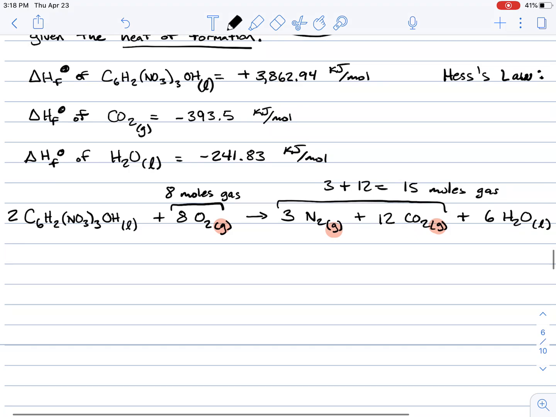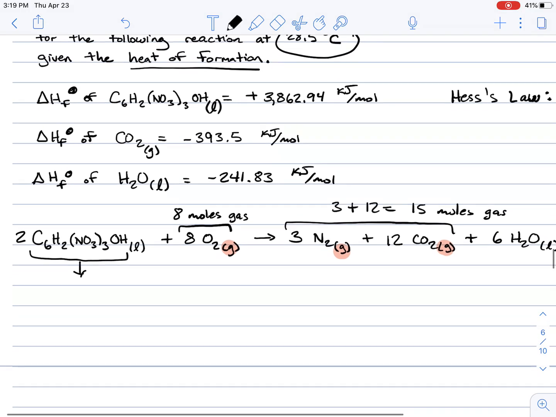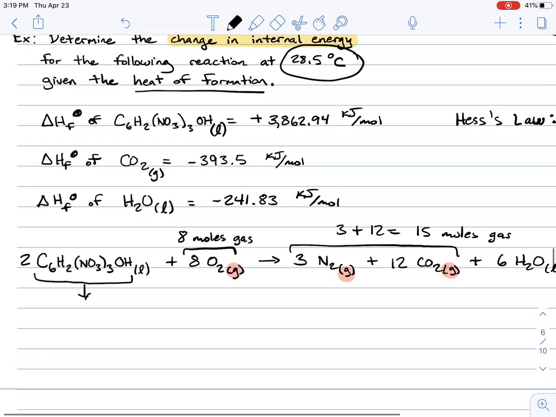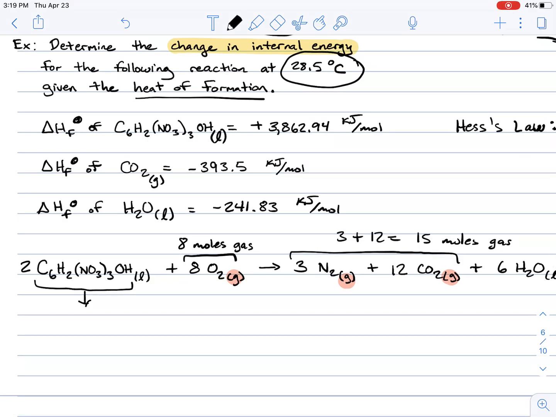So starting from the left, we have this molecule, whatever this molecule is. I think it's picric acid. And this molecule has a heat of formation value of 3,862.94. And we're just going to go ahead and write down kilojoules per mole.